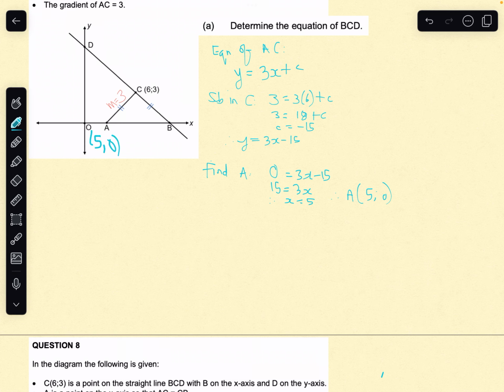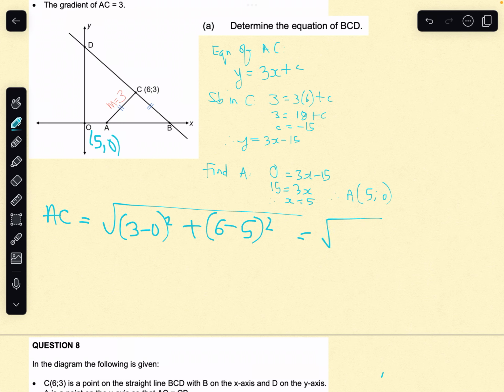Then we can find the distance AC using the distance formula. So that will be 3 minus 0 squared plus 6 minus 5 squared. So that will be 9 plus 1, which is 10. So the length of AC is square root of 10 units. Now we want to figure out the other value of x for which the distance from C will be root 10, because we've been told that these are equal.